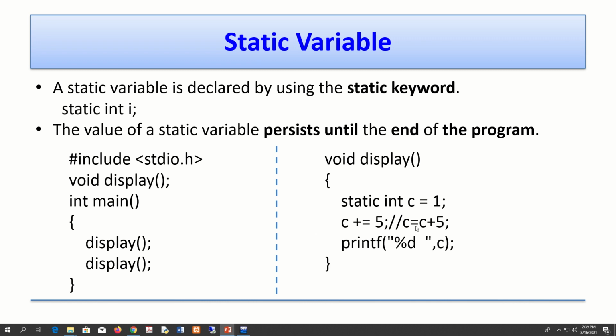So now here the value of C is 6. 6 plus 5 means 11. Now C is updated as 11. Then the second time the value of C is 11. All right. So if it is not static, C is always 1. When you call the display method, C is assigned the value 1. But in this case, C takes the earlier updated value, so it is not initialized again and again.